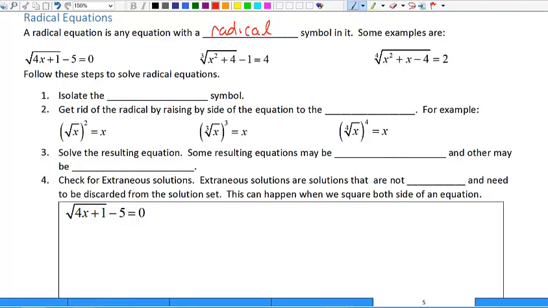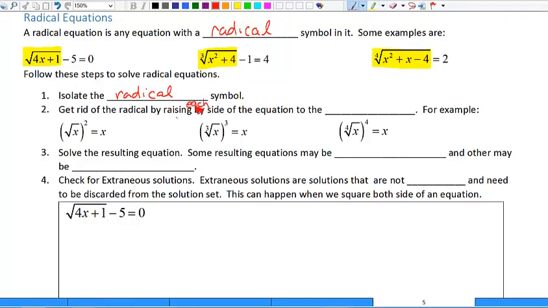Follow these steps to solve the radical equations. Step 1, isolate the radical symbol. Make sure it's all by itself. So on our first example, see how that radical symbol isn't quite all by itself? That minus 5 needs to get moved to the other side. On our second equation, again, the radical symbol isn't all by itself because there's a minus 1. That needs to get moved in order to do step 1. But in our third equation, do you see how the radical symbol goes all the way over to the 4? So this one is isolated. So step 1 would be done on that example.